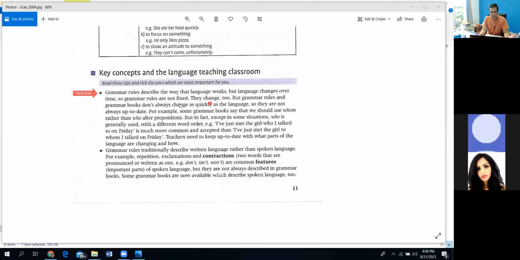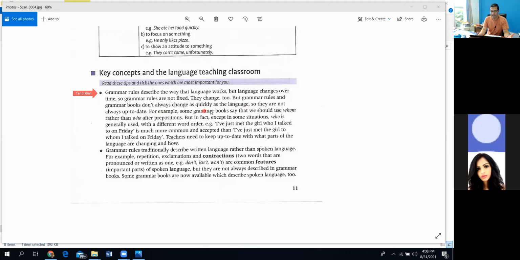So they say grammar rules are also not fixed. They change accordingly. As language changes, the grammar also changes. But grammar rules and grammar books don't always change as quickly as language, so they are not always up to date.